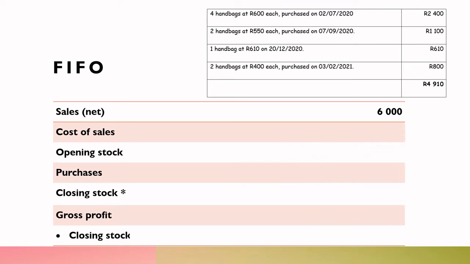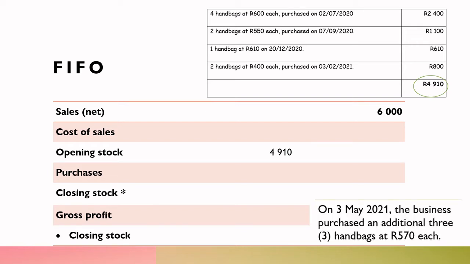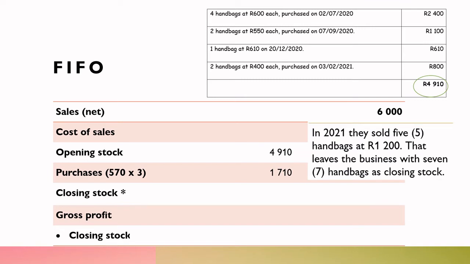To calculate cost of sales, we have to add opening stock to purchases and then minus closing stock. So we know our opening stock is that 4,910 Rand. Then looking at purchases, we know that on the 3rd of May, we bought 3 additional handbags at 570 Rand each. This gives us the amount of 1,710 Rand. So looking at our closing stock, we must remember that we sold 5 handbags and that leaves us 7 handbags left in stock.